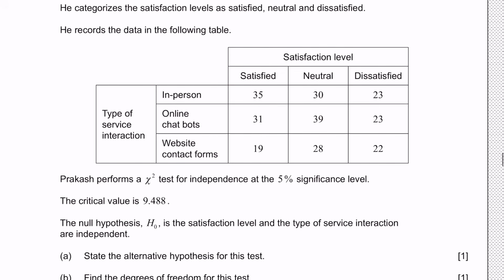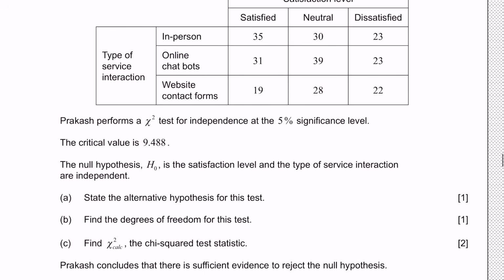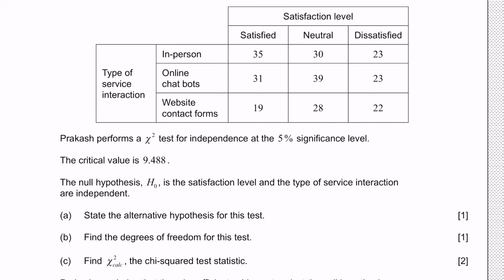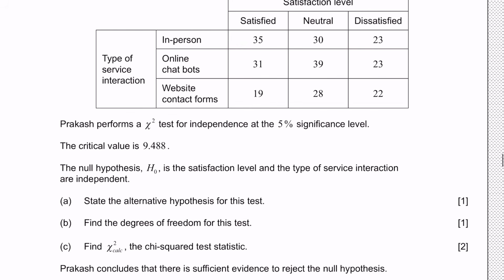Okay, so here we've got this two-way table, the satisfaction level, satisfied, neutral, dissatisfied, and then the type of service they received, in-person, online chatbot, or website contact forms. Prakash performs a chi-squared test for independence at the 5% significance level. The critical value is 9.488. The null hypothesis, H0, is the satisfaction level and the type of service interaction are independent. So null hypothesis, satisfaction level, type of service are independent.